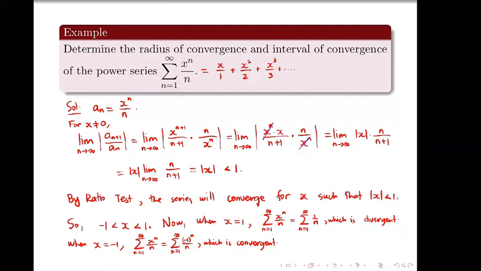Question? So again, therefore our ROC is 1, coming from here. And then the IOC is this interval, including this guy here, and we exclude 1. So IOC will be from -1, including -1, up to 1, but we exclude 1. So this is your interval of convergence.